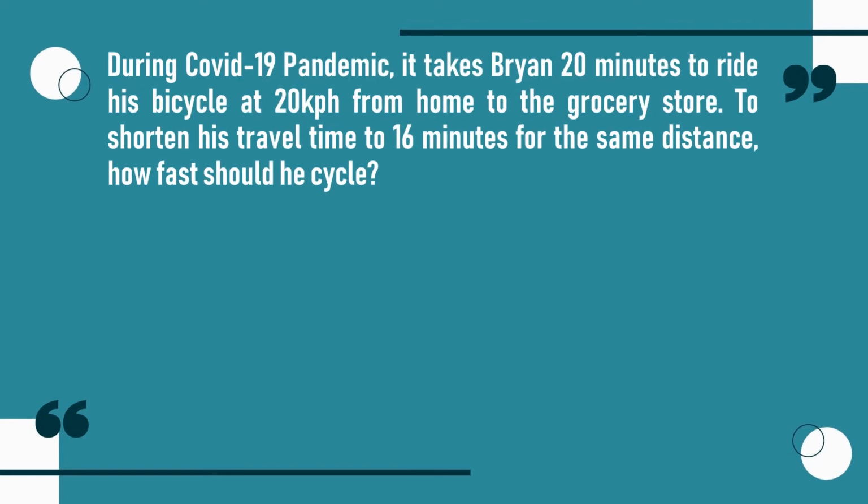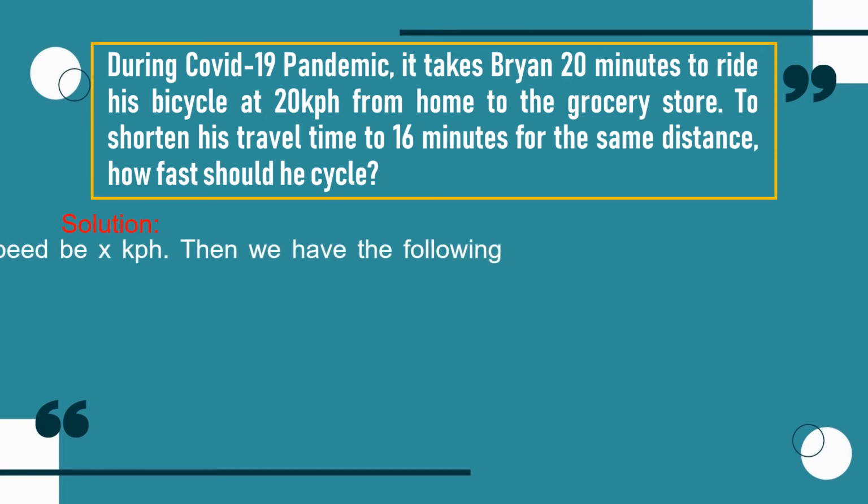Let us proceed to the next problem. During the COVID-19 pandemic, it takes Brian 20 minutes to ride his bicycle at 20 kph, or kilometers per hour, from home to the grocery store. To shorten his travel time to 16 minutes for the same distance, how fast should he cycle?